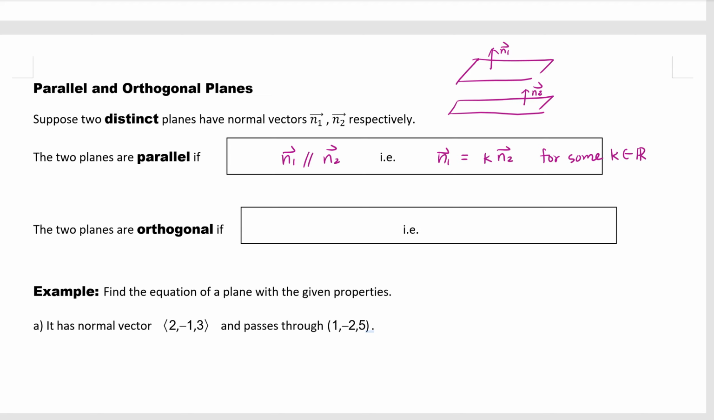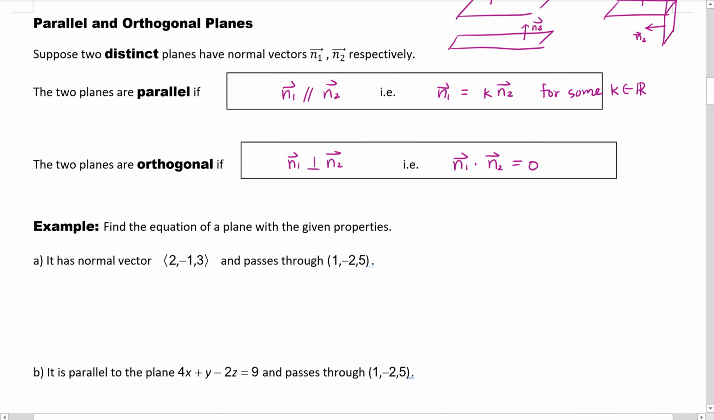The two planes are orthogonal. What's the picture if they're orthogonal? Let's say this, then this is n1, this is n2. What can you say about their normal vectors? They're also orthogonal, right? So this means n1 dot n2 equals 0. Alright, so keep this in mind. Let's continue to look at the following examples.